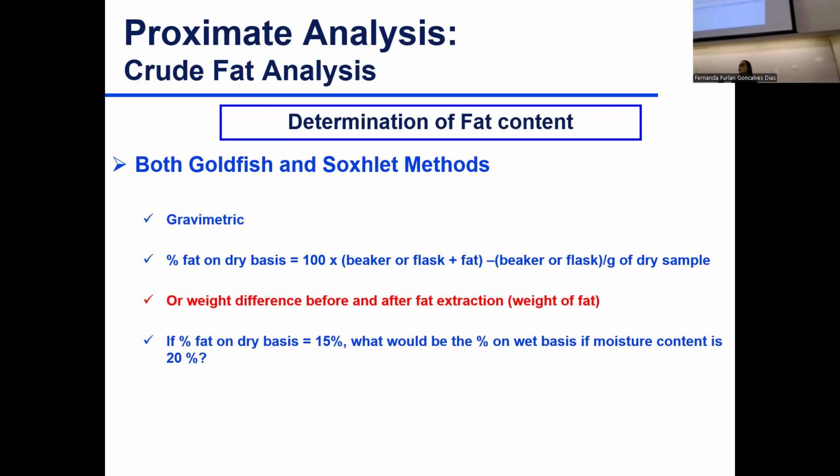How much solids do I have now? 80%. 80% solids. So what I want to know is my lipid content now. So we have here 15 multiplied by 80 divided by 100. How much is this? 12.